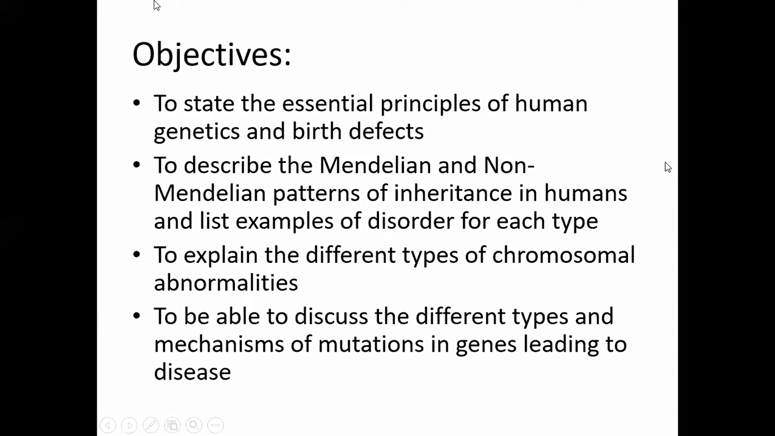So, the objectives of my lecture is to state essential principles of human genetics and birth defects. Can everyone hear me? Okay. And then, to describe the Mendelian and non-Mendelian patterns of inheritance in humans and list examples of disorder for each type, and to explain the different types of chromosomal abnormalities, and to be able to discuss the different types and mechanisms of mutations in genes leading to disease.